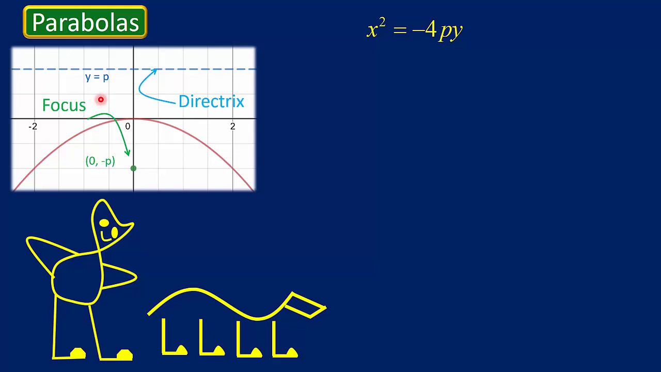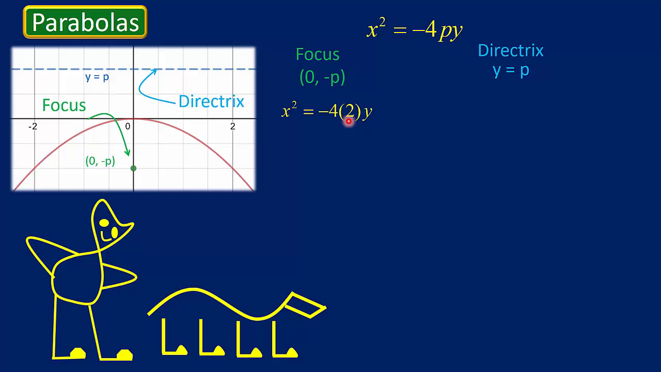So we need to adjust our approach just a little bit, because we're still going to use this p in the same way, but we have to be careful. So let's look at this example. x squared equals negative 4 times 2y. Now, notice the p is still the same. It's 2.